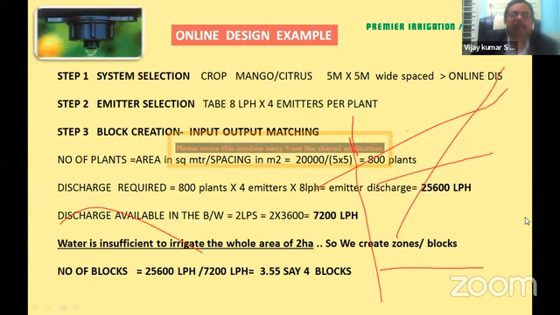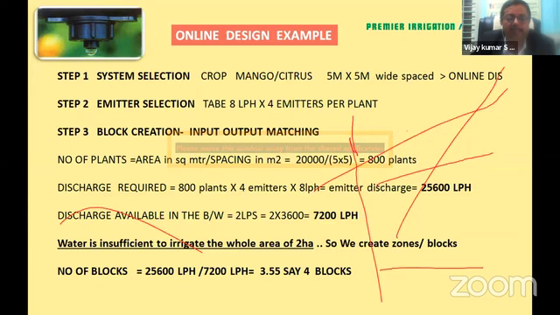So the first step that we need to do is to select the system. As we understand, this is a 5 meter by 5 meter, which means what? It is a wide space crop. That means it's going to be an online drip irrigation system. Then we need to give the required amount of emitters or drippers that is required for the system to operate. So we will provide 8 liters per hour, 4 emitters per plant.